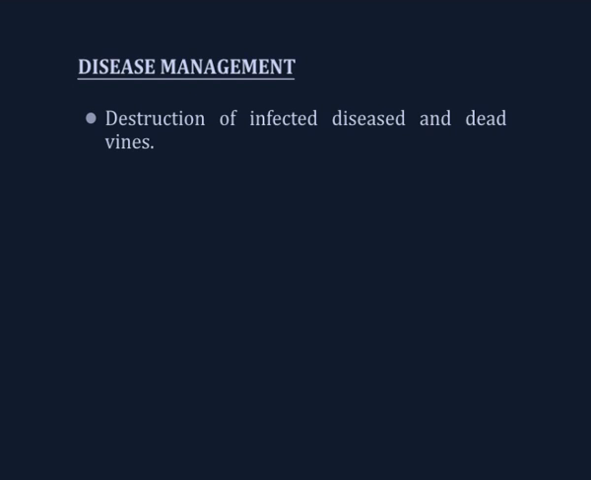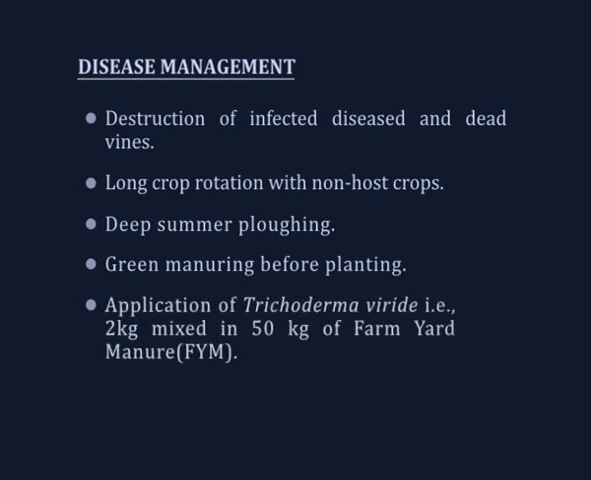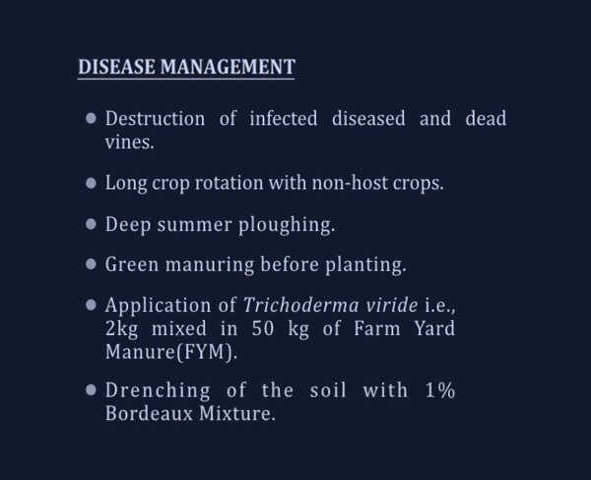Next, let's see about the management. Destruction of infected, diseased and dead vines. Long crop rotation with non-host crops. Deep summer plowing. Green manuring before planting. Application of Trichoderma viride, 2 kg mixed in 50 kg of farmyard manure. Drenching of the soil with 1% Bordeaux mixture. This is about the management of the disease.